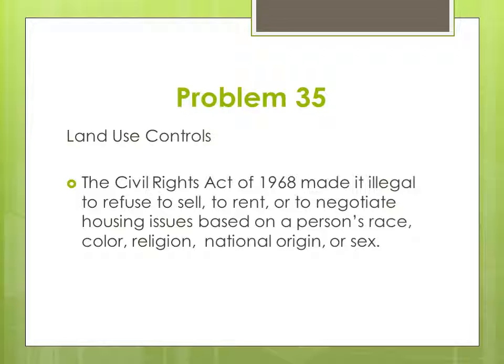The Civil Rights Act of 1968 made it illegal to refuse to sell, to rent, or to negotiate housing issues based on a person's race, color, religion, national origin, or sex. So the correct answer is D, country of origin. The other three are not what we call protected classes in the Civil Rights Act of 1968.